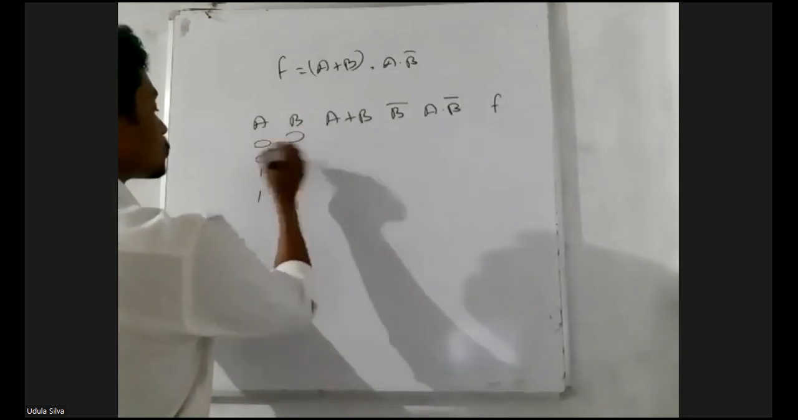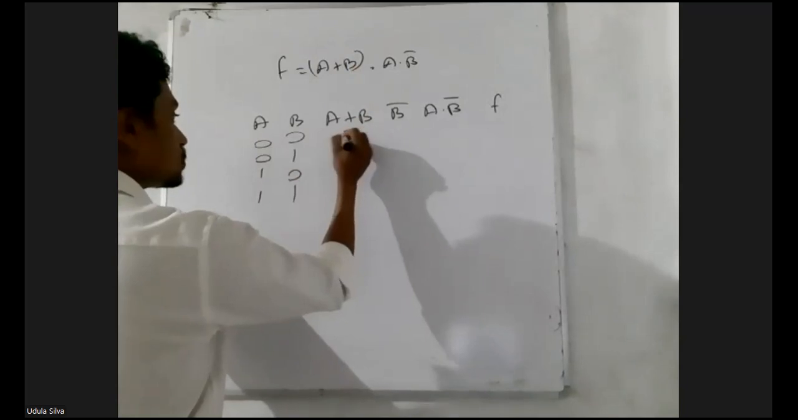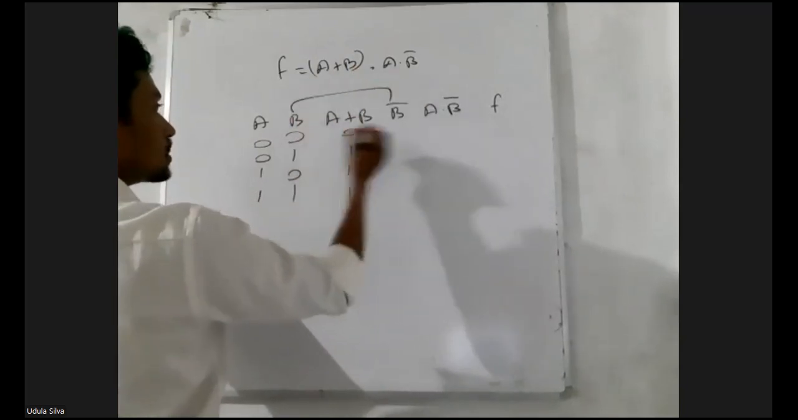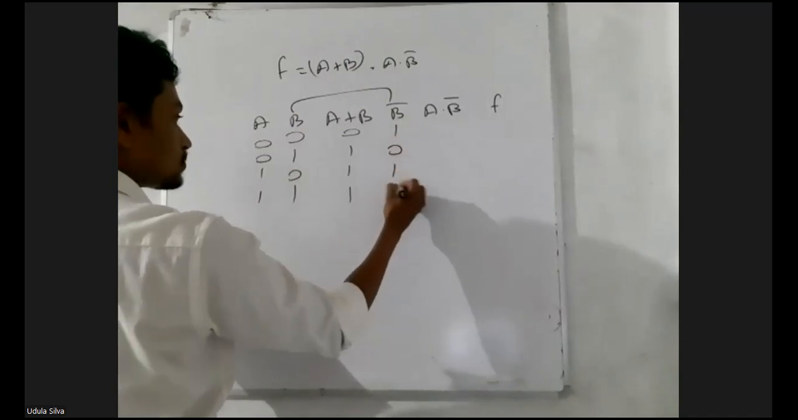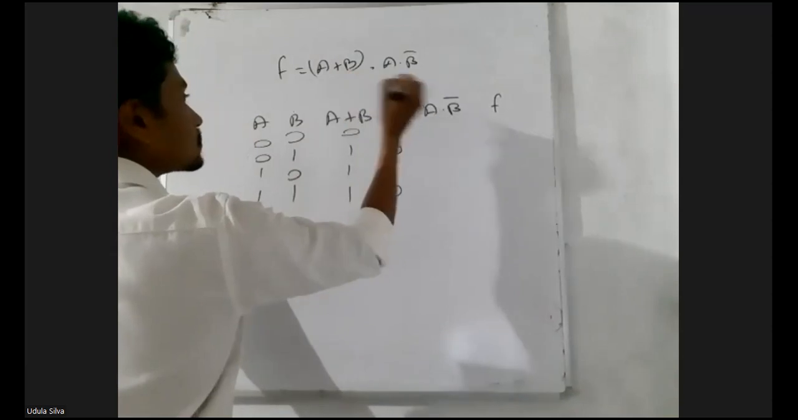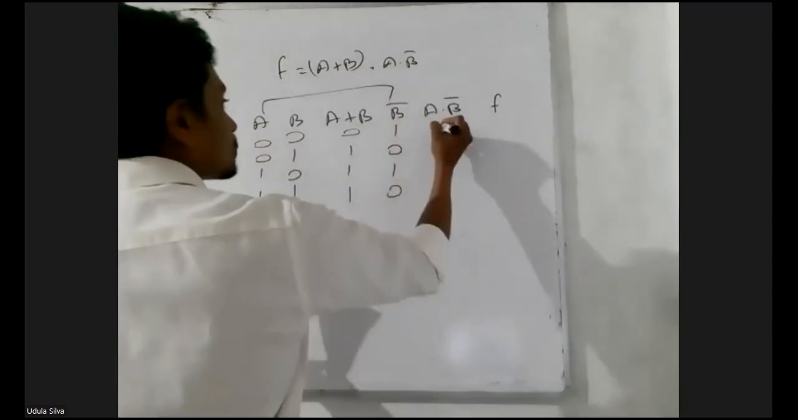Right? A plus B is 2. Okay. One condition 2 is enough: 0 0 0 1 1 1. B bar is the opposite of B, 0 becomes 1, 1 becomes 0. A dot B bar. A dot B bar, 0, 1 and gate.